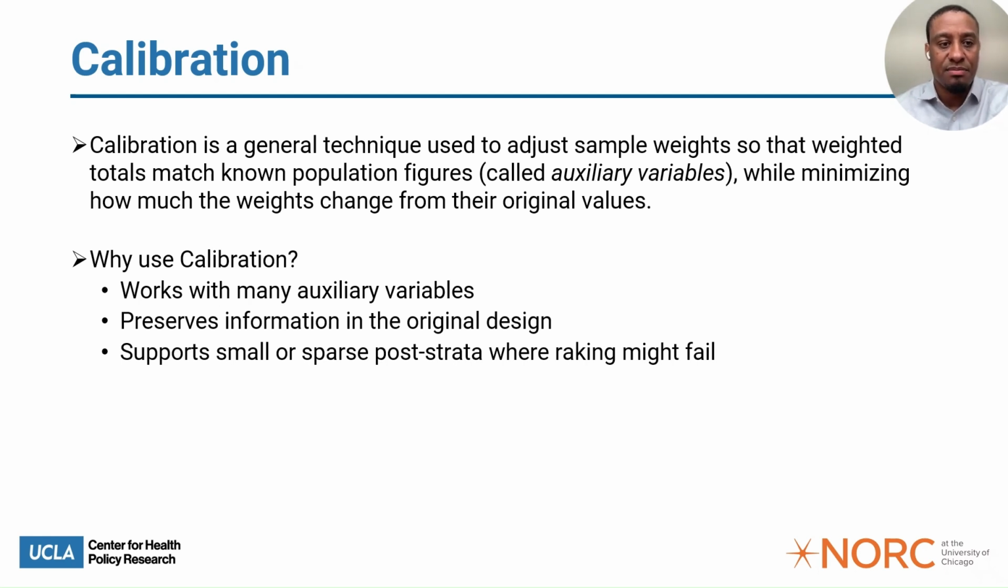So why do we use general calibration instead of post-stratification or raking? One reason can be that we have many auxiliary variables, and in that context, post-stratification may not converge. And even raking can fail sometimes when we have many variables. Another reason can be to preserve the information of the original design. And finally, it is a better methodology when we have small or sparse post-strata cells.